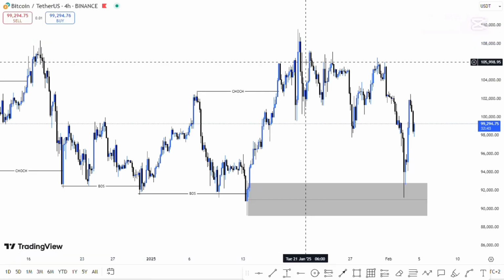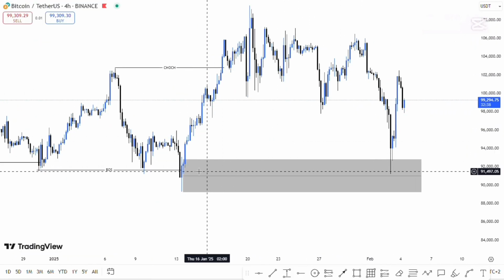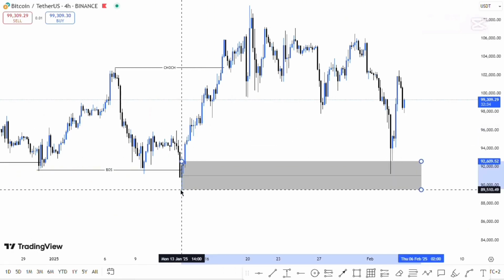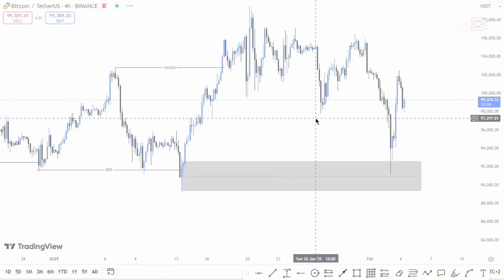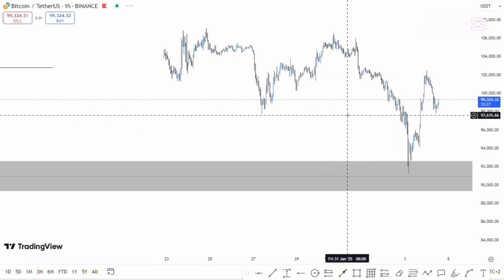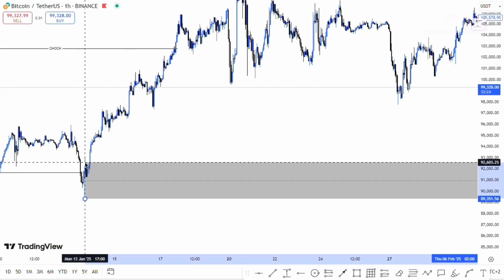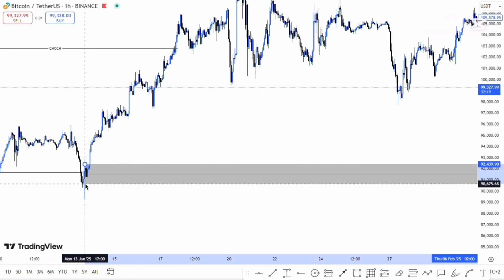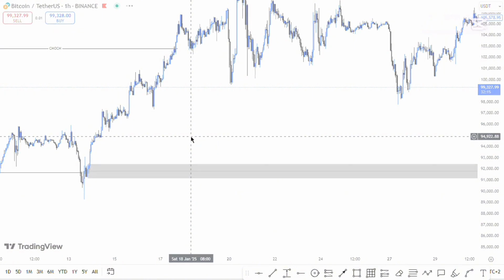Let me remove this. So after having that change of character, now we're looking to buy from the origin which caused the change of character, which is this origin. Let's make it from the 1 hour time frame. You can see how price is aligning with the 4 hour order block, which is this point right here. And now the 30 minutes, let's adjust to 30 minutes.